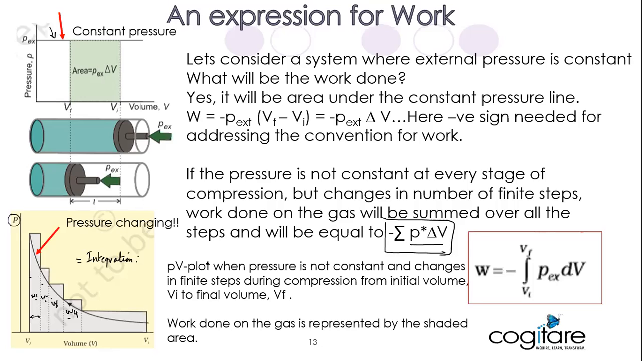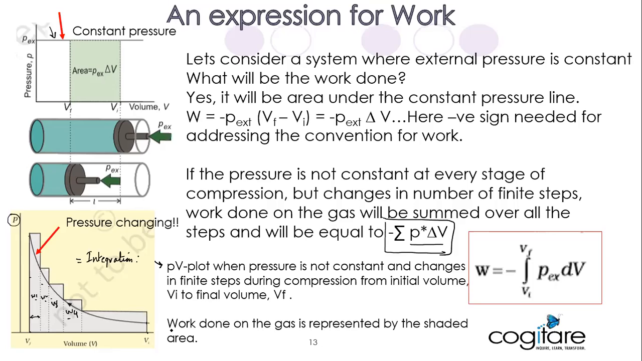Yes, sir. Okay, can you please complete this one, Adit? PV plot when pressure is not constant and changes in finite steps during compression from initial volume V initial to final volume V final. Work done on the gas is represented by the shaded area. So when you take the curve like this, you have certain pressure, you will start from here. When the volume is high, pressure is low. As the compression is happening, volume becomes less and the pressure becomes high. This is how the P is going to vary.